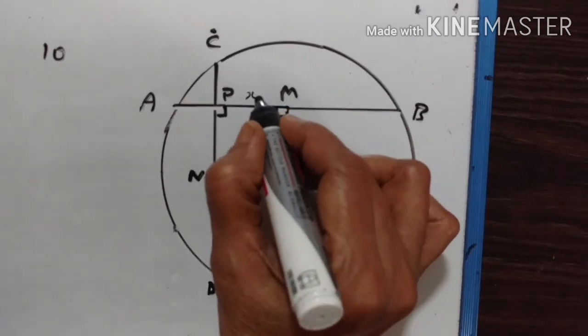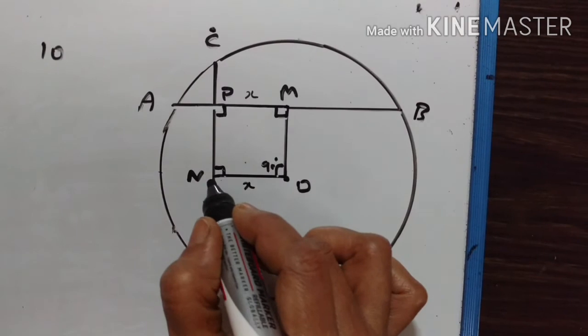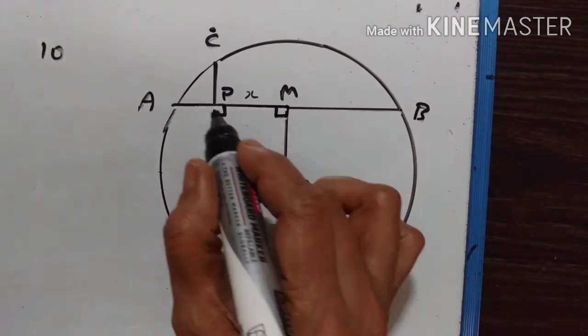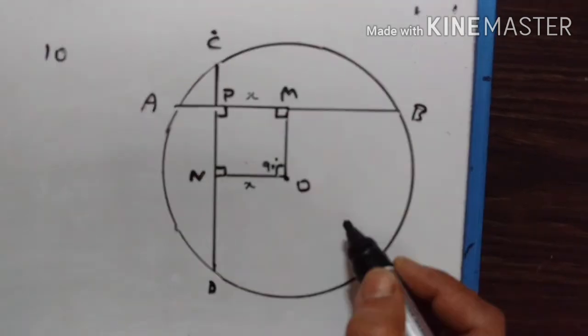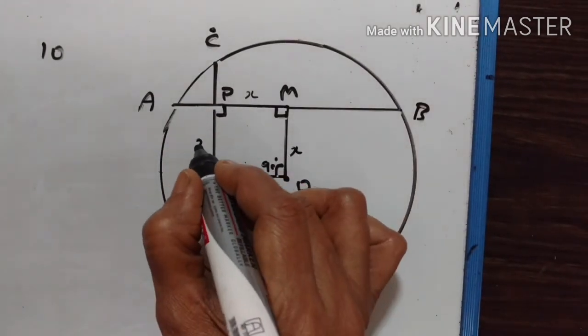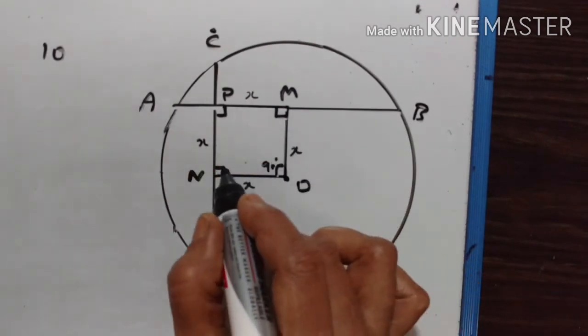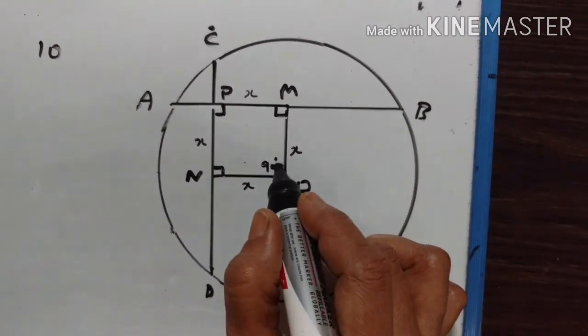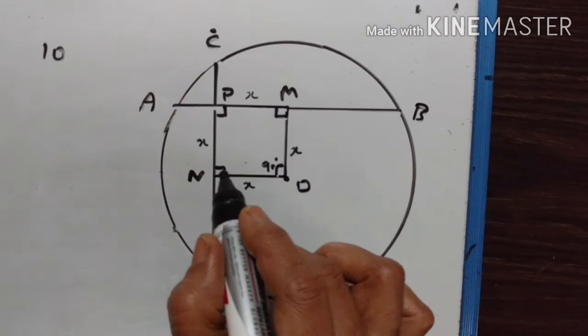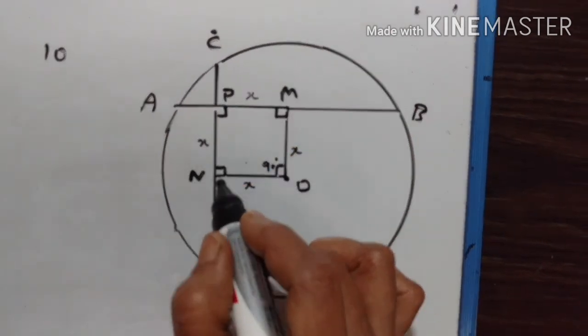Let them be X and X. But OM is equal to ON because equal chords are equidistant from the center. Therefore, OM is also X. Opposite side is X. All the sides are equal and all the angles are equal to 90 degrees in this quadrilateral OMPN. Therefore, OMPN is a square.